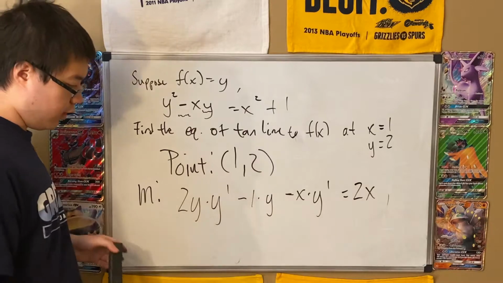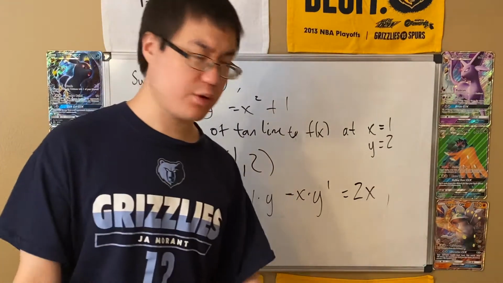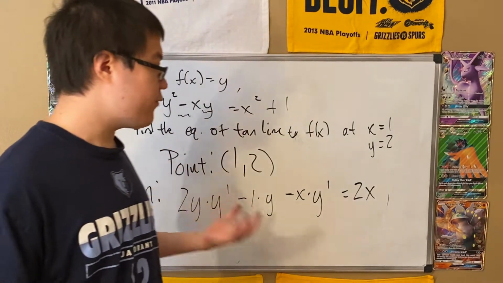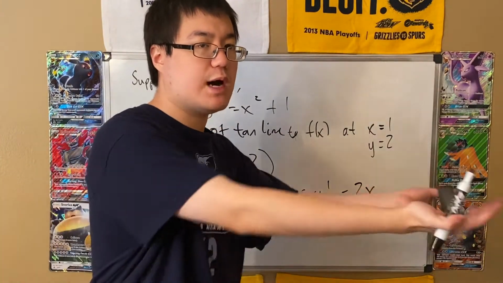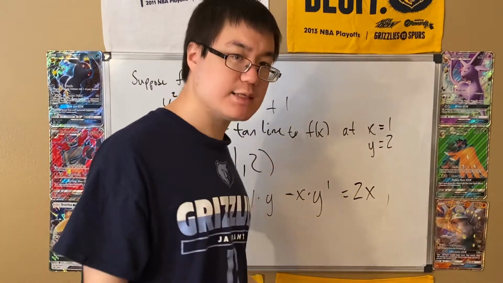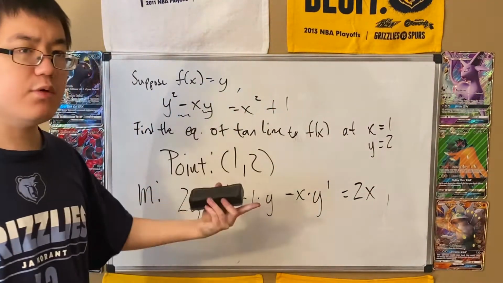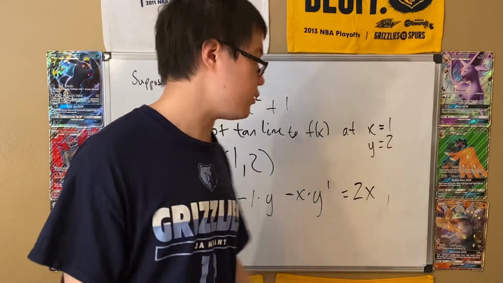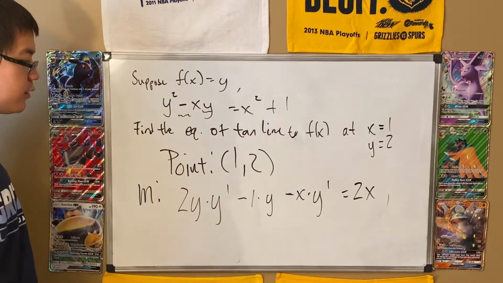Again, anything that had a y needs y primes, and I also did the product rule. What we did in implicit differentiation questions is that we solved for y prime by bringing everything with a y prime to this side, anything that didn't have a y prime to the other side, and we isolated. But when you have a point, you can just plug in the point into x and y and just solve for your y prime immediately. So that's what I'm going to do, because I like numbers better than variables.